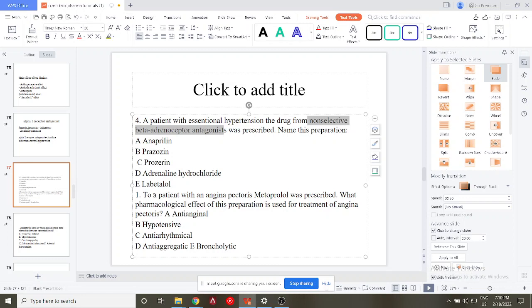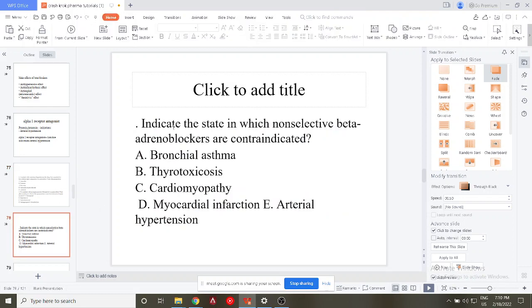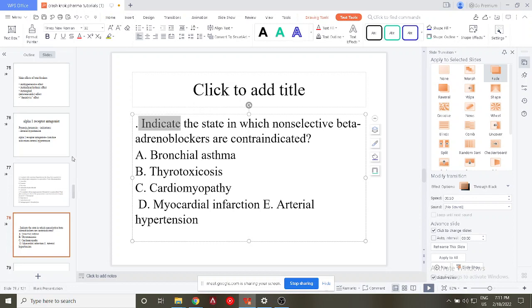Okay, moving on to the next question. Someone read an answer, please, fast. To a patient with angina pectoris, metoprolol was prescribed. What pharmacological effect of this drug is used for treatment of angina pectoris? Is it anti-anginal? Yes, that's correct. Anti-angina, anti-chest pain. It's very easy.